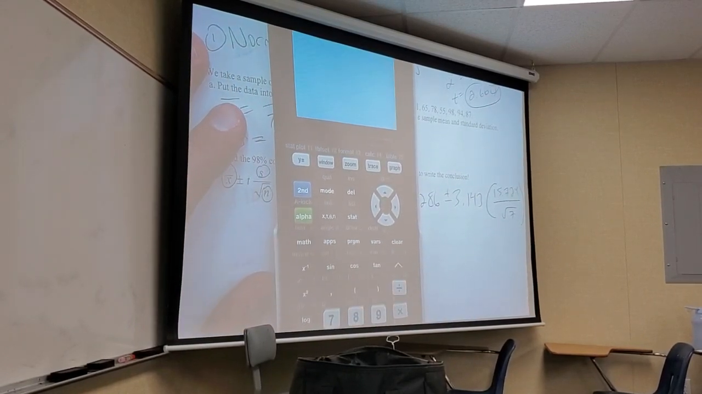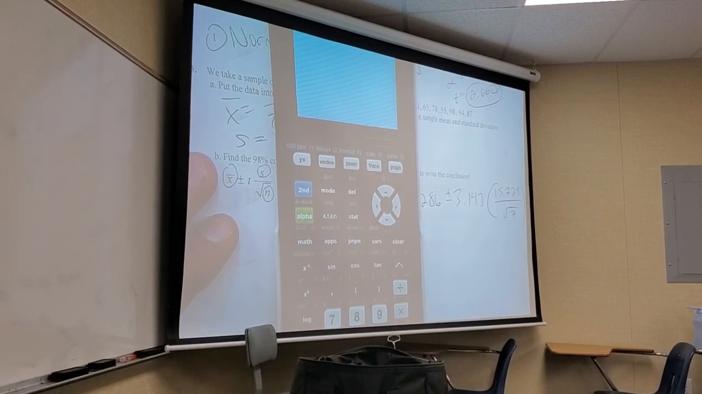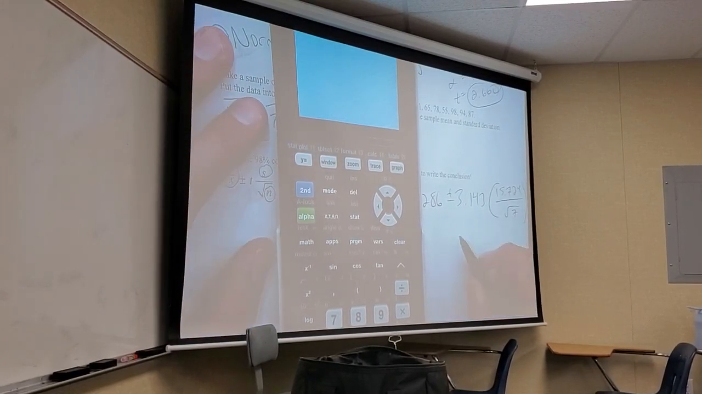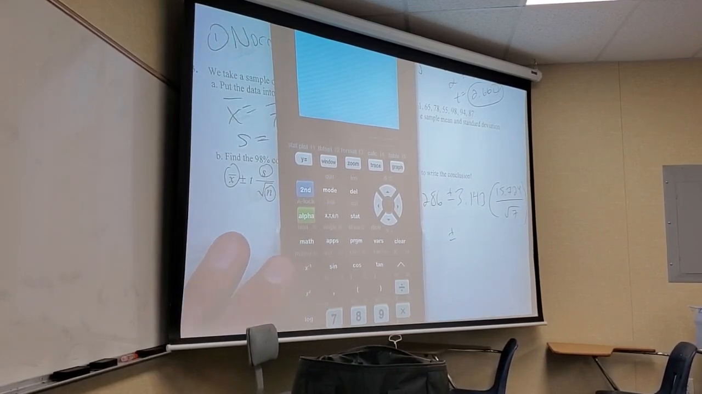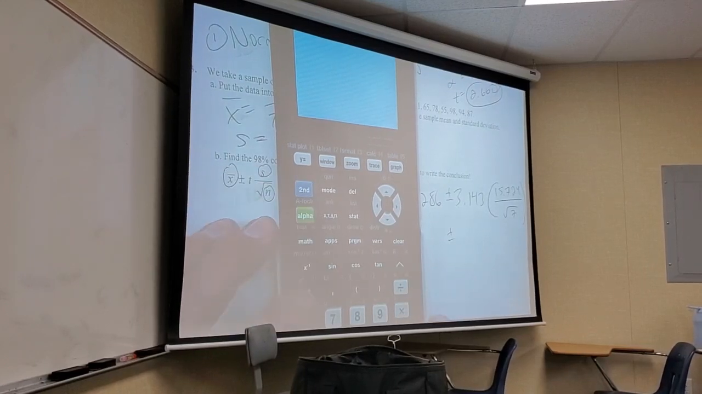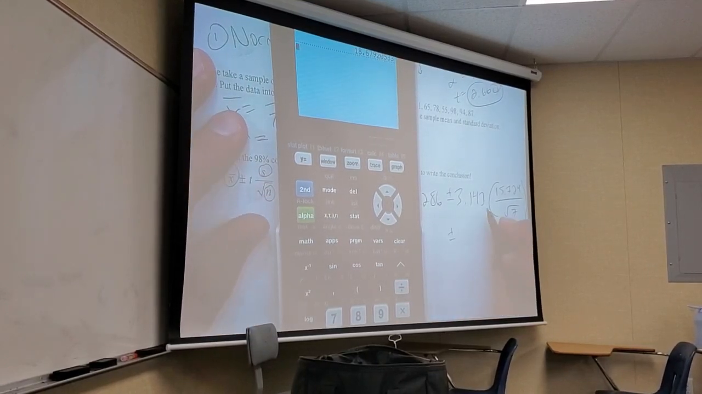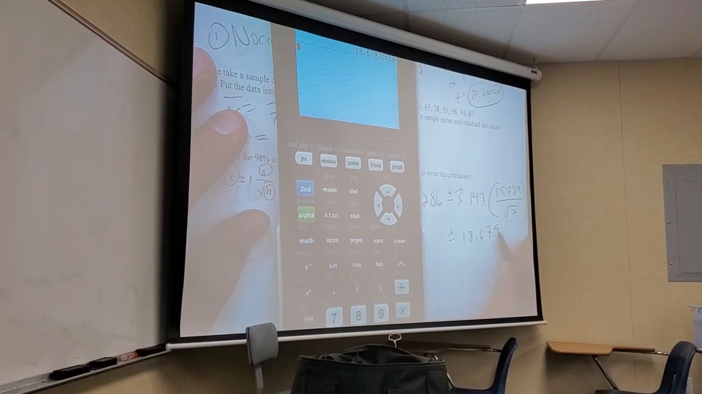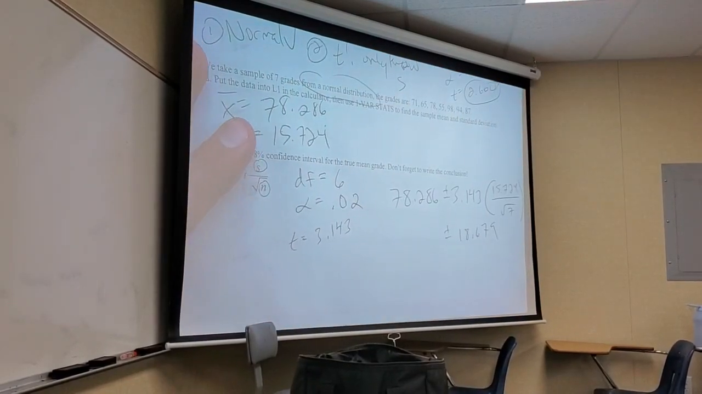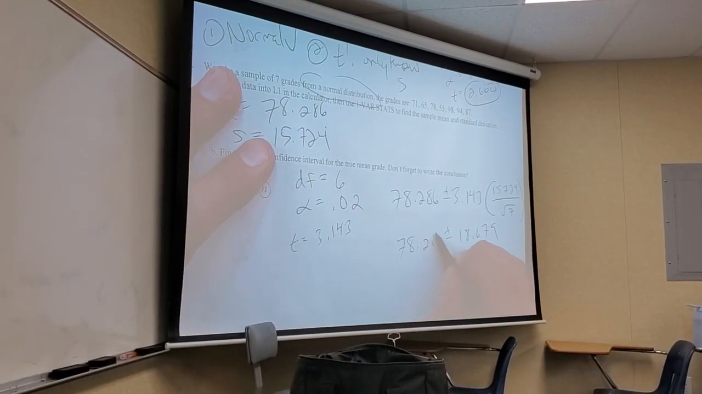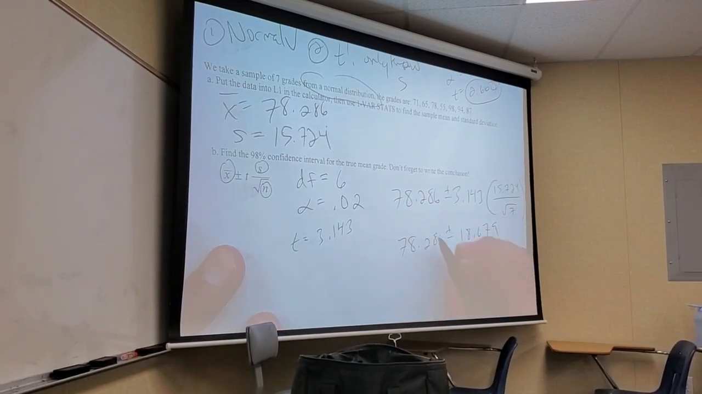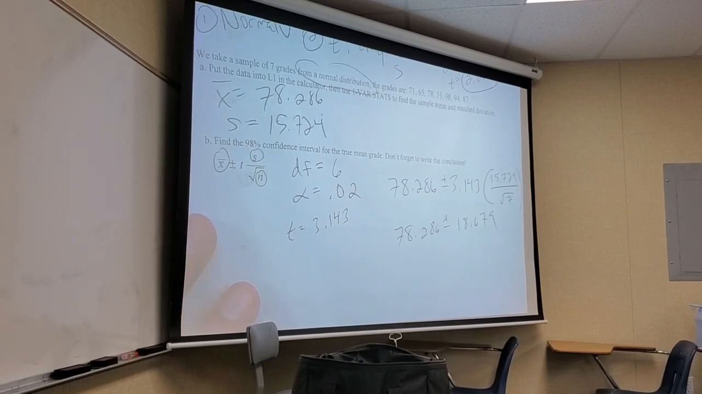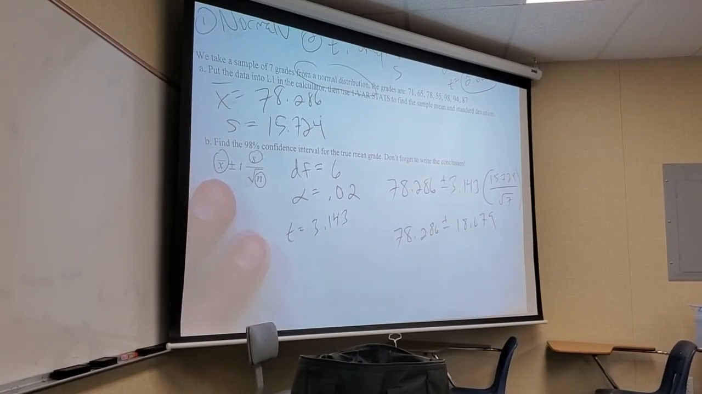I forgot to multiply by 3.143, of course. So yeah, 3.143 times 15.724 divided by the square root of 7. 18.679.